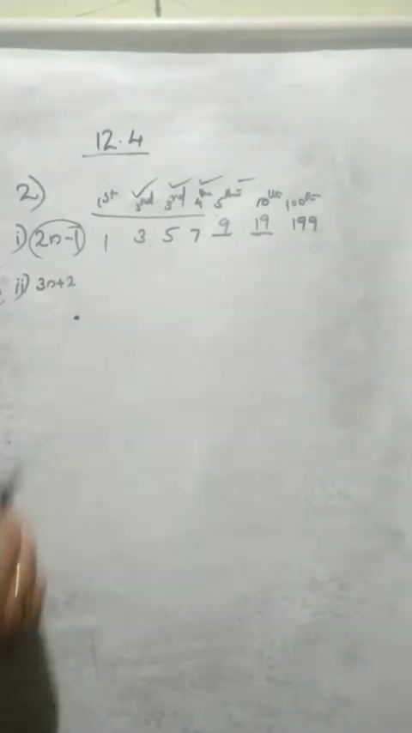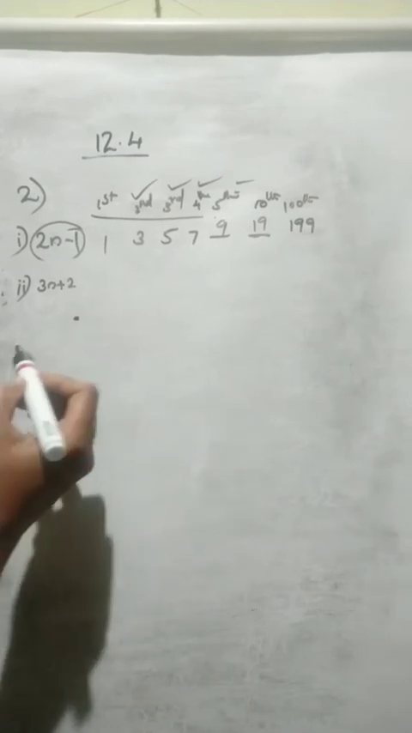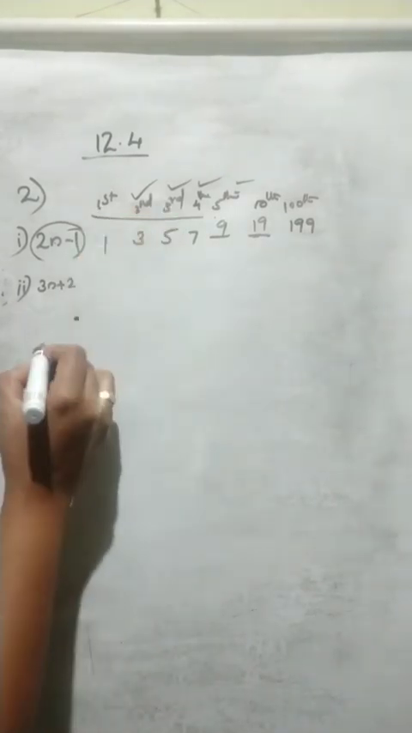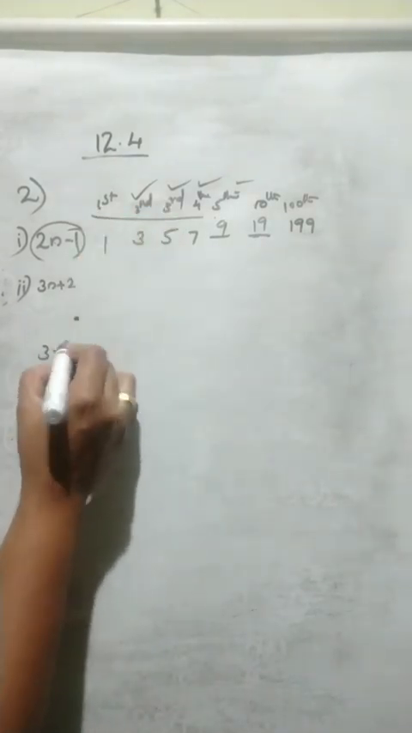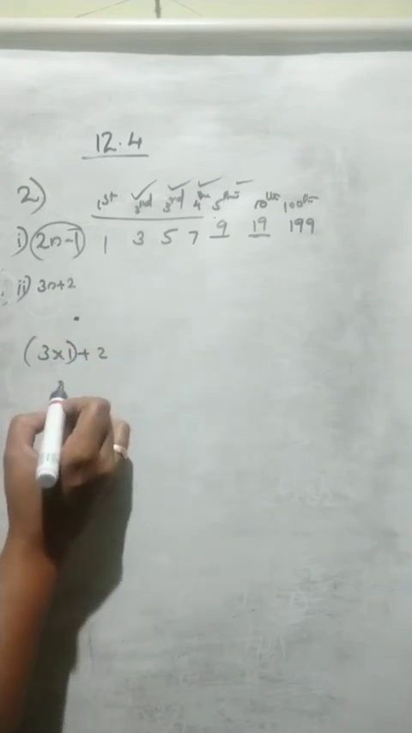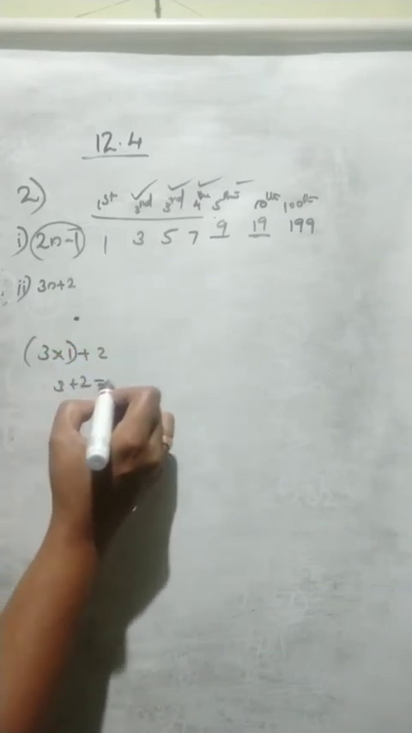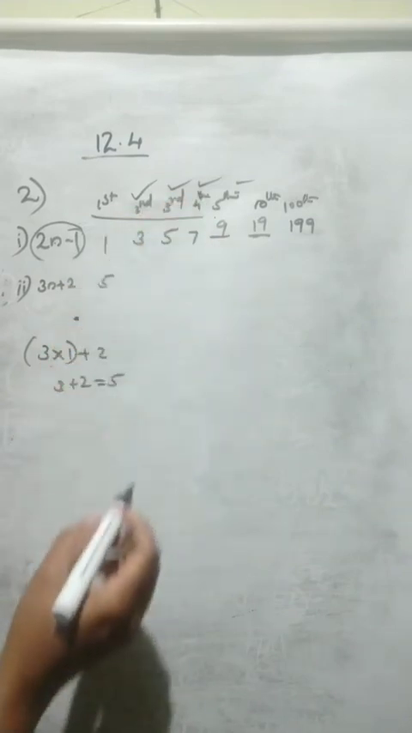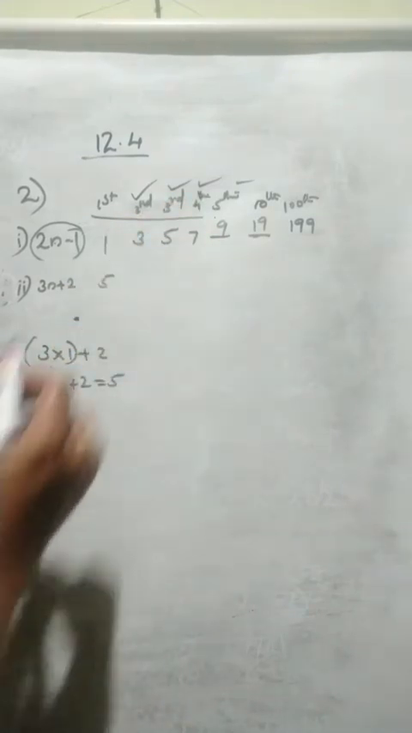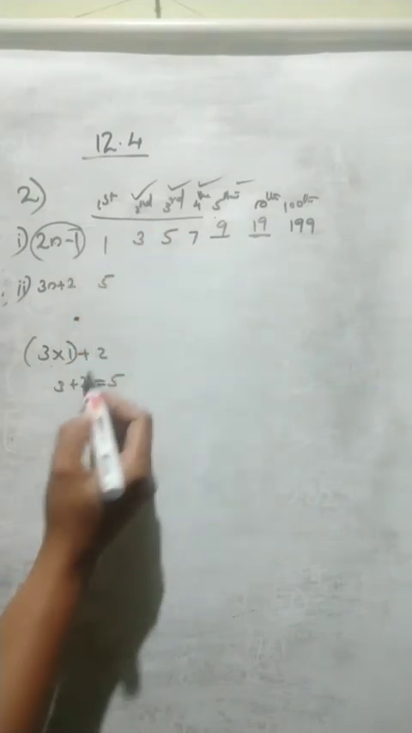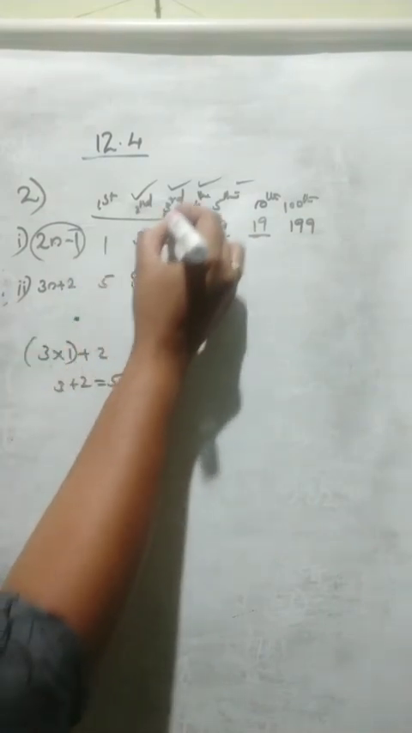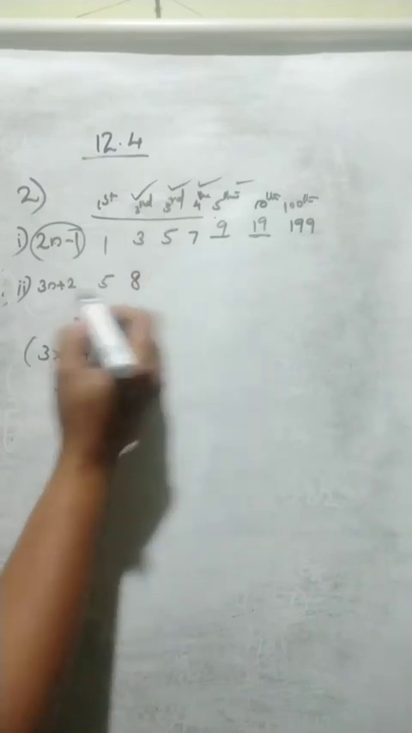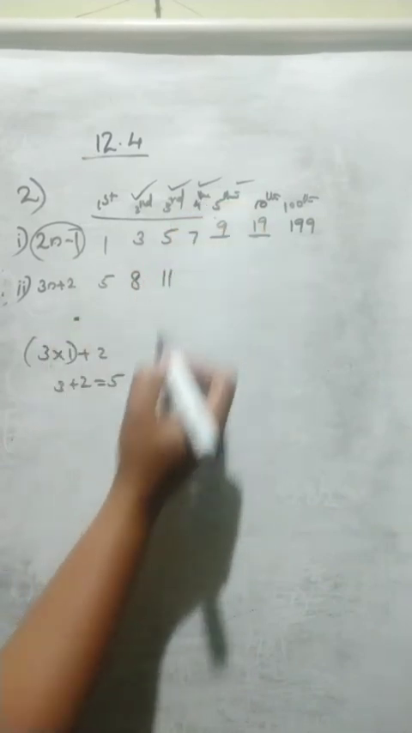Okay. Next algebraic expression is 3n plus 2. They found the first term: 3 times 1 plus 2, that is 3 plus 2. 3 times 1 is 3 itself. 3 plus 2 is equal to 5. So 5 is the answer. Next, the second term, that is also given there, that is 3 times 2, 6. 6 plus 2, 8. Next 3 times 3, 9. 9 plus 2, 11.